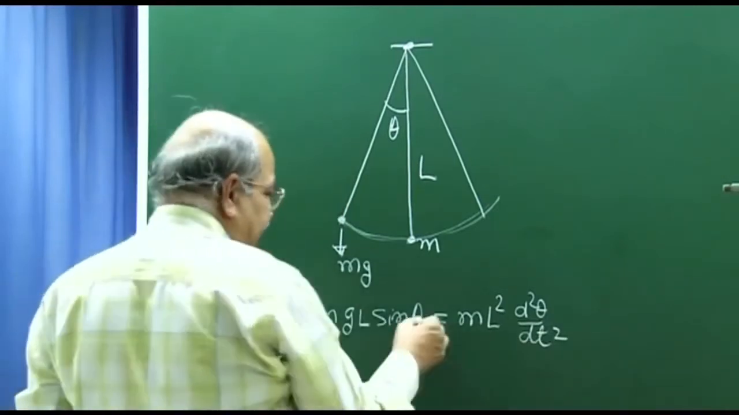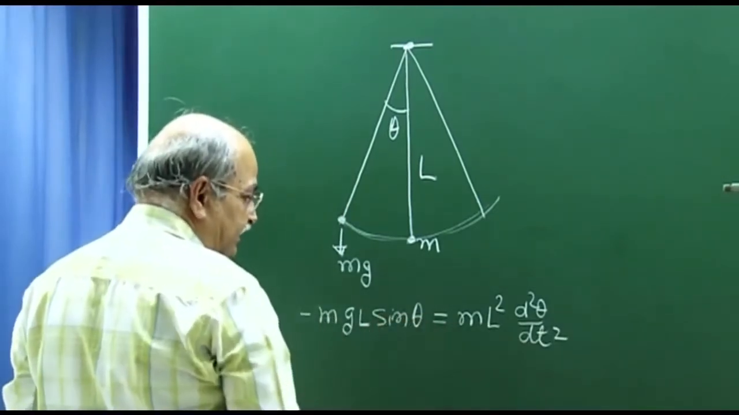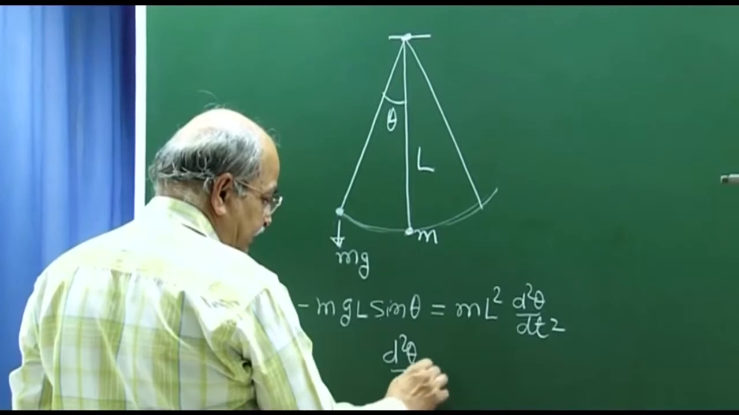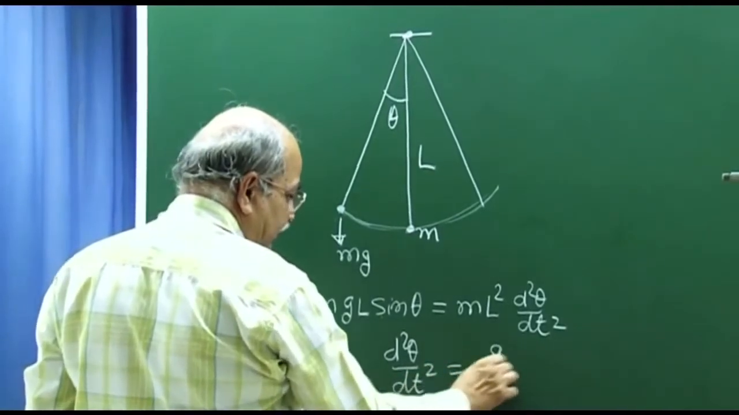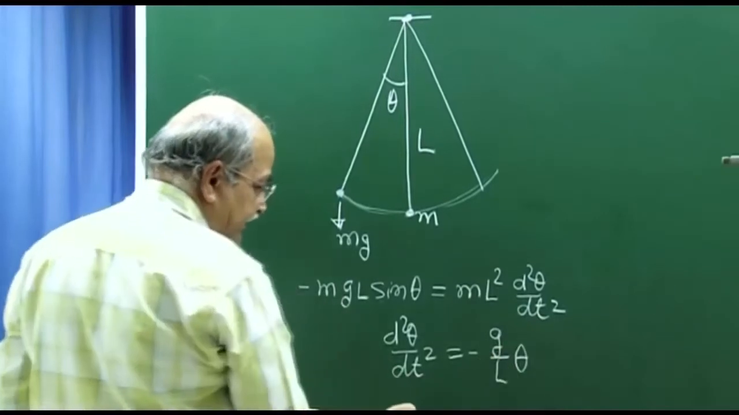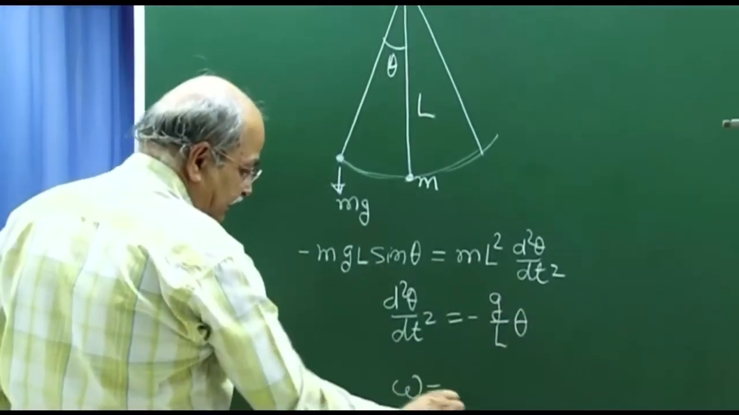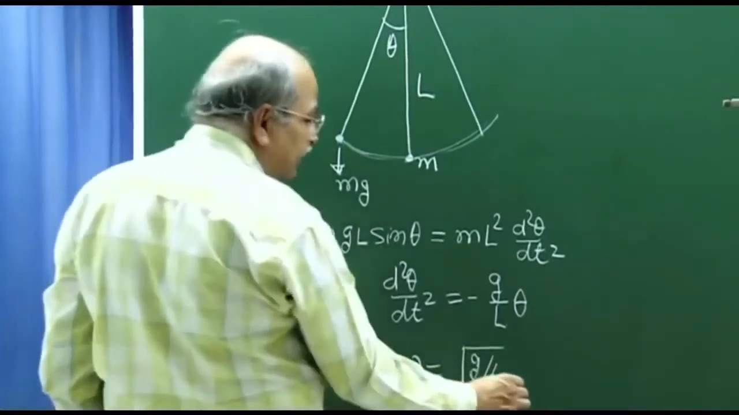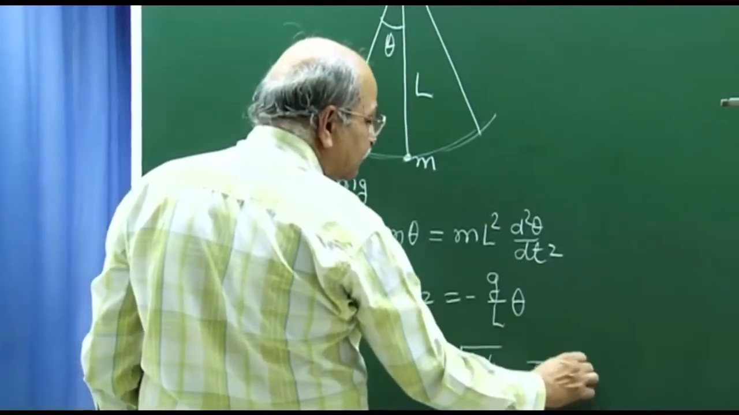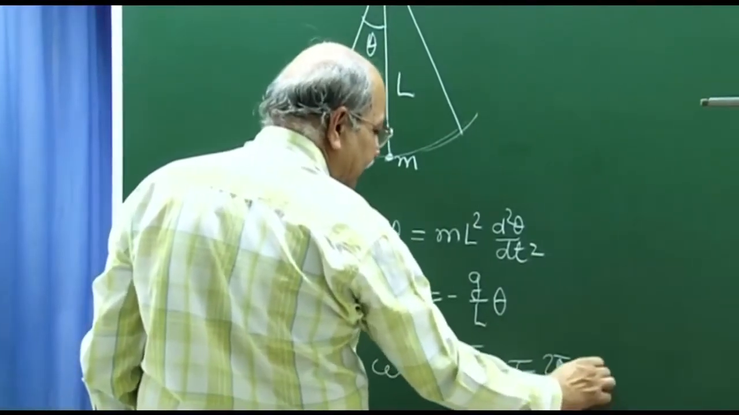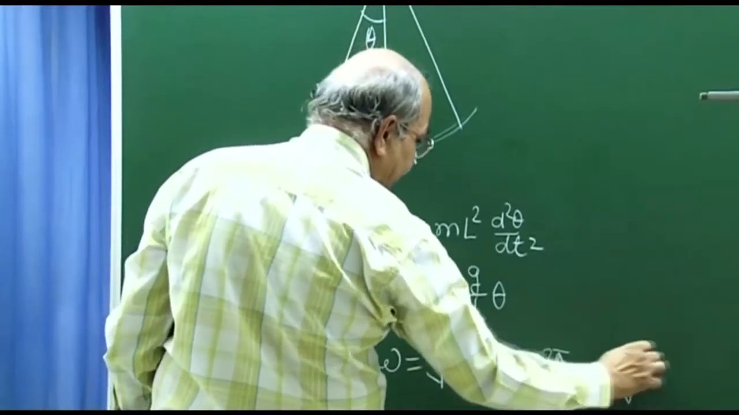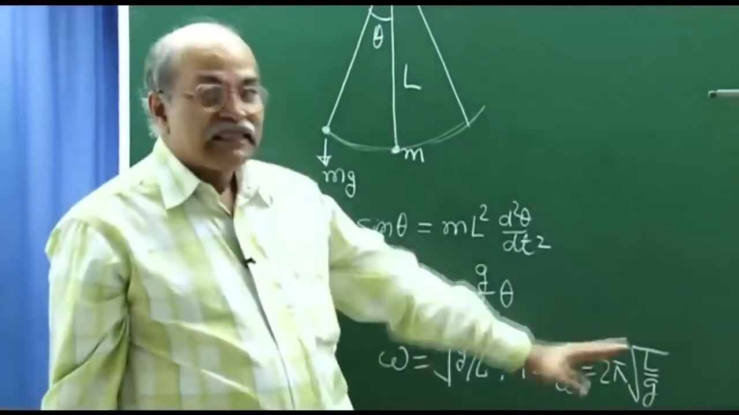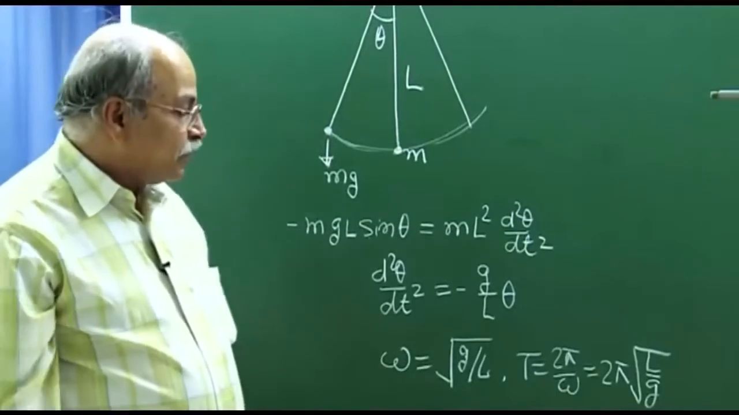And then you say that theta is small, so sin theta can be written as theta, and then d2 theta by dt square is equal to minus g by L theta, and hence omega is square root of g by L. And if you need the time period, it is 2 pi by omega, and that is 2 pi square root of L by g, the standard formula for the time period of a simple pendulum that one studies in schools.